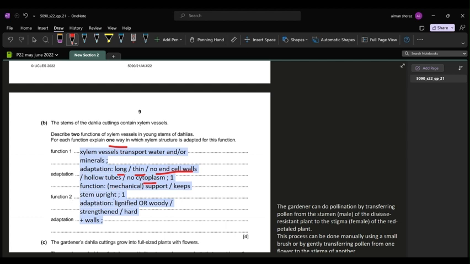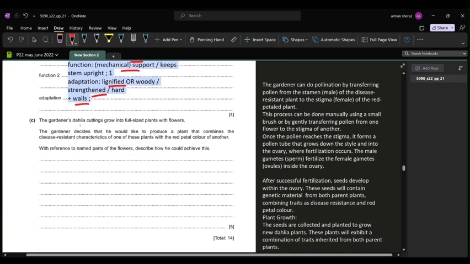Function 2 is the stem being upright, or giving it mechanical support. So without xylem the plant would be just wilting. It wouldn't be straight. So the adaptation for this is lignified or woody, strengthened, hard walls that xylem has, and they provide the mechanical support to the plant.